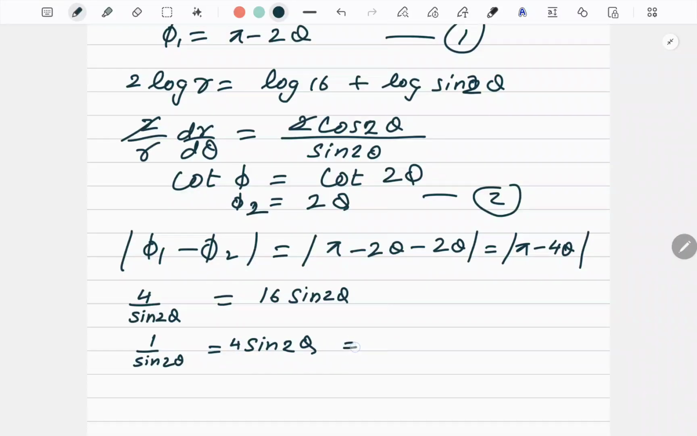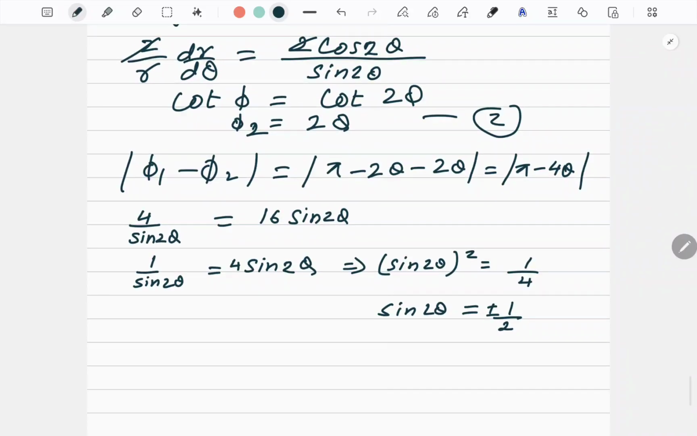Right? So I can say sine 2 theta square is equal to 1 by 4. So sine 2 theta is equal to 1 by 2. Okay. So when you get 1 by 2 in the sine function, sine 30 is equal to 1 by 2, right? So sine 30 is 1 by 2 means 2 theta is equal to 30 degree. 30 degree means pi by 6, or 30 degree, you can write whatever you like. So theta is equal to pi by 12, or 15 degree, whatever you like. Now here I have it in terms of pi, so I will prefer pi only.